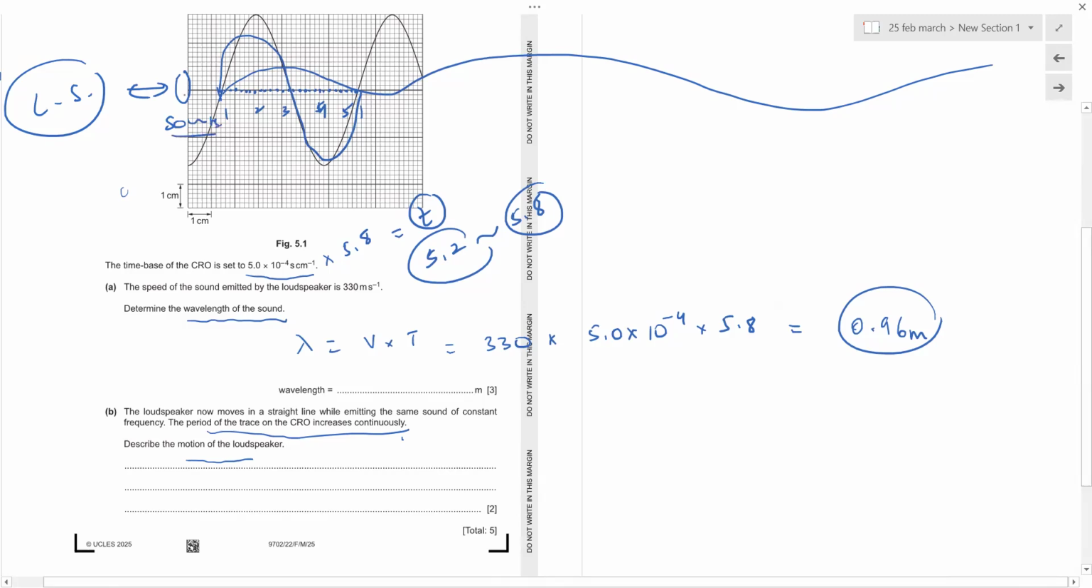Why? Because if the loudspeaker is moving towards the source, then we should expect a lesser time period. So it says the time period is increasing. So the motion of the loudspeaker is moving away from the source or detector at an increasing speed. ठीक है भाई? That's what should happen. So do we get this?